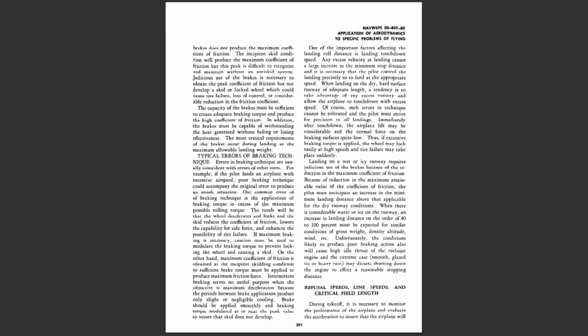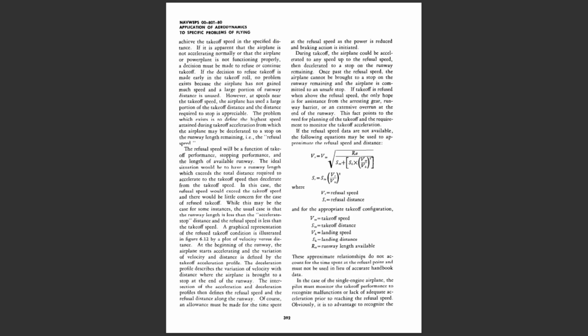Refusal speeds, line speeds, and critical field length. During takeoff, it is necessary to monitor the performance of the airplane and evaluate the acceleration to ensure that the airplane will achieve the takeoff speed in the specified distance. If it is apparent that the airplane is not accelerating normally or that the airplane or power plant is not functioning properly, a decision must be made to refuse or continue takeoff.